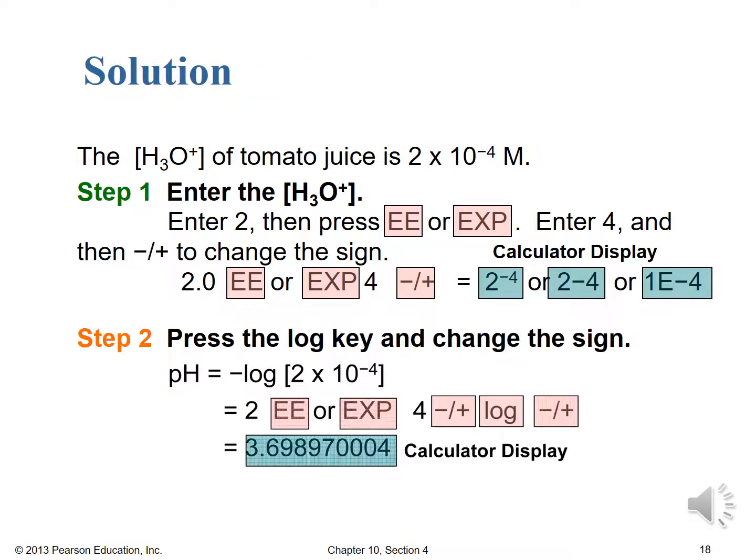Okay, so the first step is to enter that H3O plus concentration. This time it's not just a 1, it's a 2 value here. So hit the 2 key, then press EXP or EE, whichever your calculator has. You'll enter 4 and then use the plus minus key to change the sign. So your calculator display should look like one of those options there at the right. Step 2, you'll press the log key and then change the sign once you get the result. So you should end up with something like 3.698, and so on and so forth.